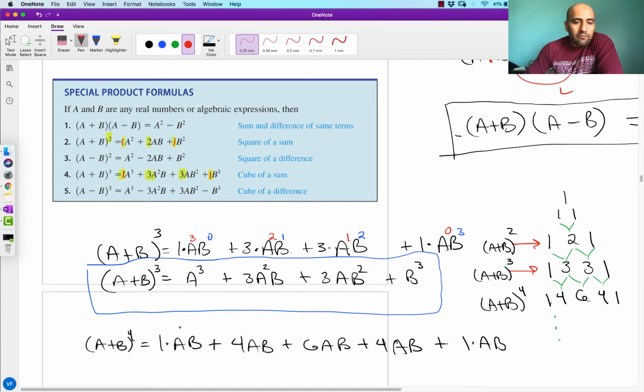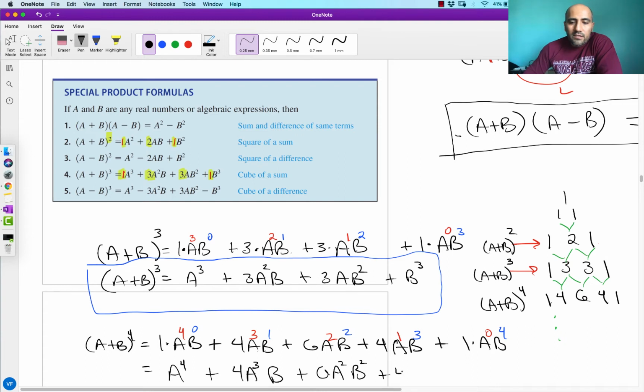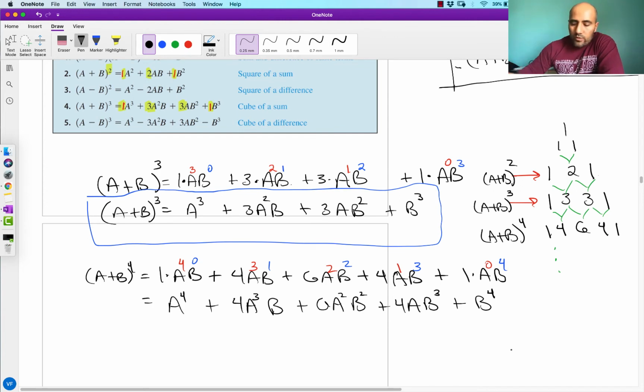It's degree 4, so we start with 4, 3, 2, 1, 0 for the powers of a. And then we go backwards with the powers of b: 0, 1, 2, 3, 4. And then simplify it. That gives me a to the power of 4, plus 4a cubed b, plus 6a squared b squared, plus 4ab cubed, plus b to the power of 4. Good. So that's another easy way of figuring out a plus b to the power of 4. You can see that it's not hard to find more powers as we move forward.